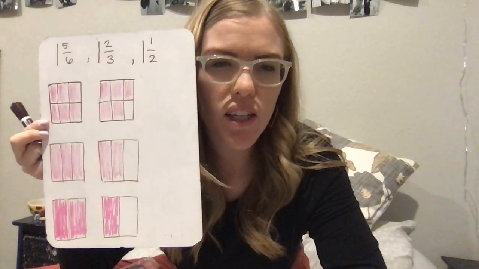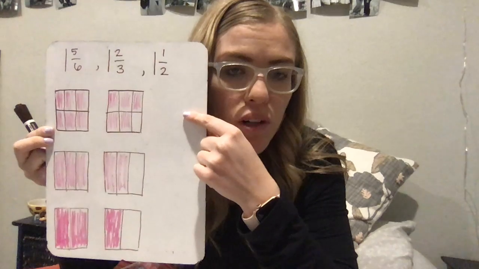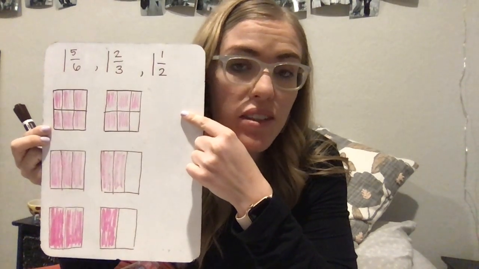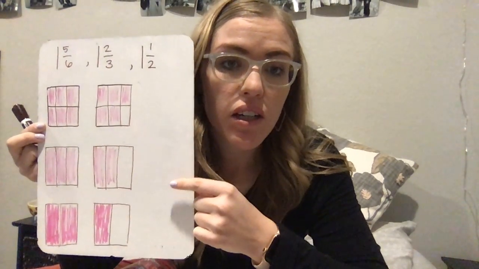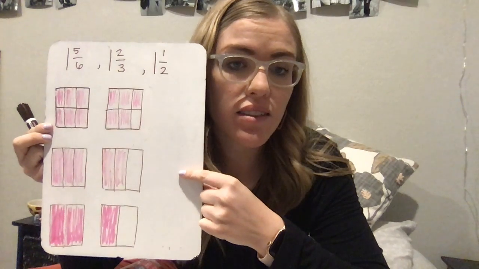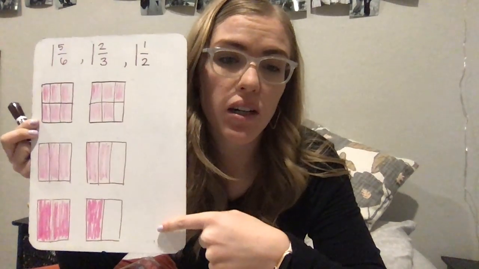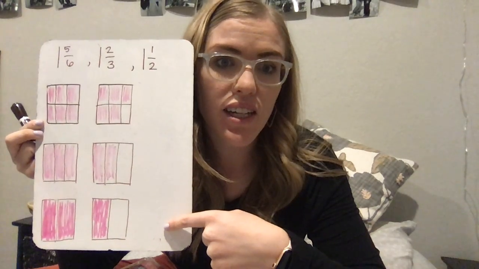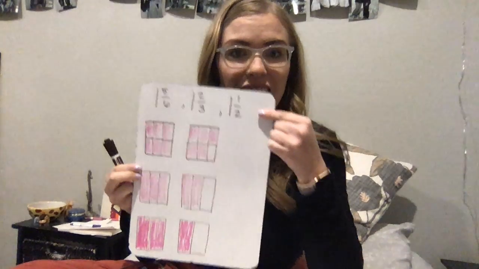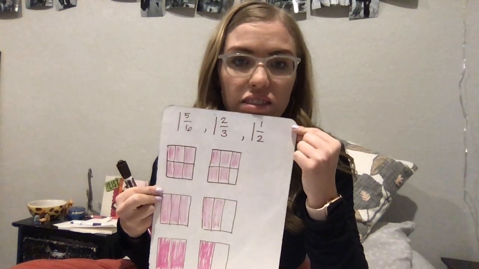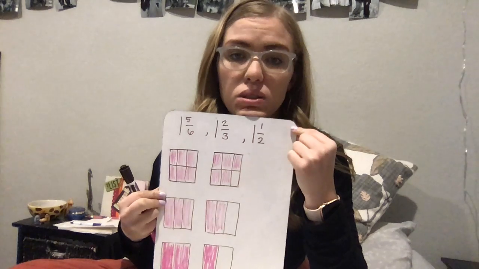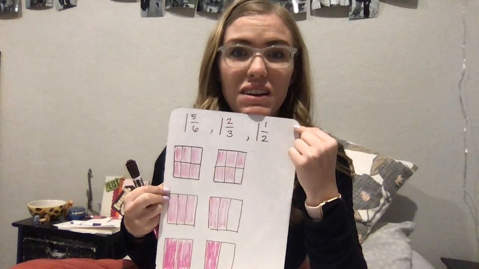Now, if you look at this, you'll see that the top one has the most colored in, so it's the greatest number. The middle one has less than that, but more than that, so it's the middle number. And this one has the least colored in, so it's the least. So if we put them in order from greatest to least, they're already in order. 1 5/6 is greater than 1 2/3, which is greater than 1 1/2.